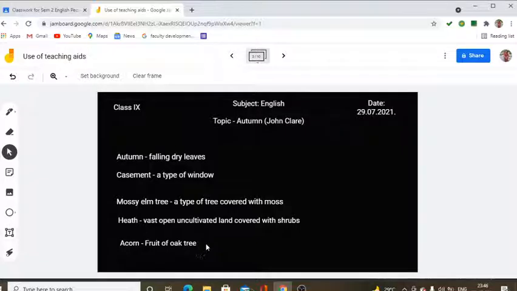Yes, and it's a fruit of the oak tree, and the teacher also adds that acorn has been known as a symbol of strength, potential, growth and eternal hope that great things are about to come. So that is all for this particular skill of using teaching aids.